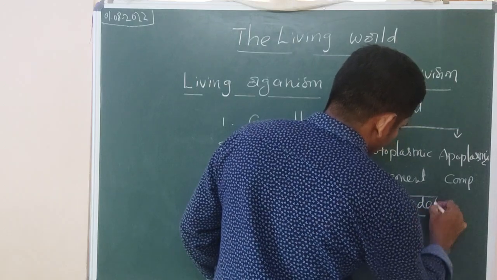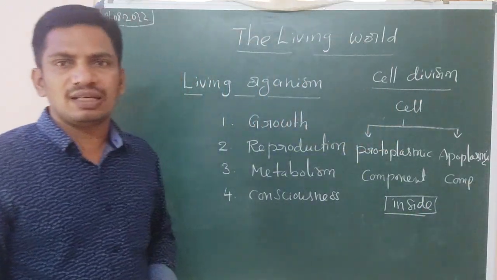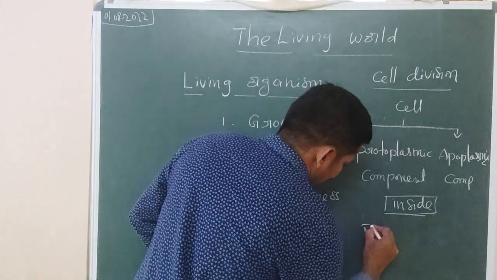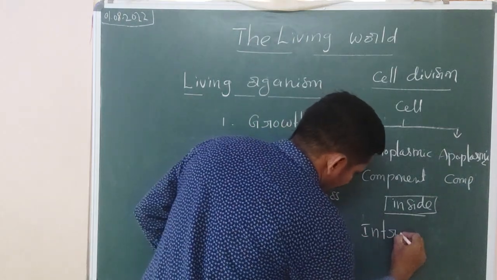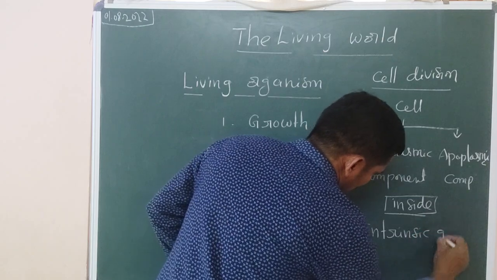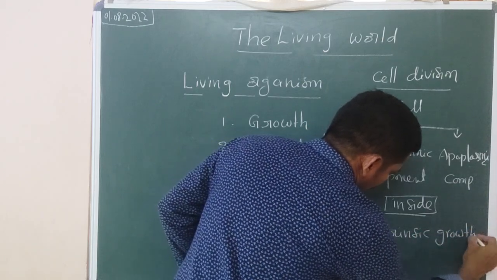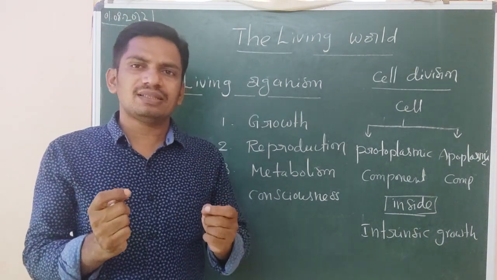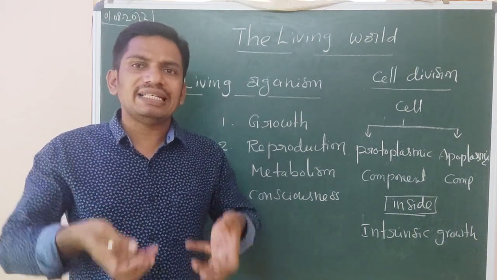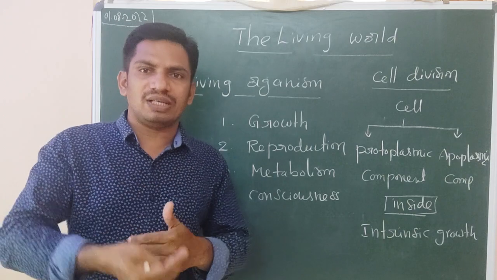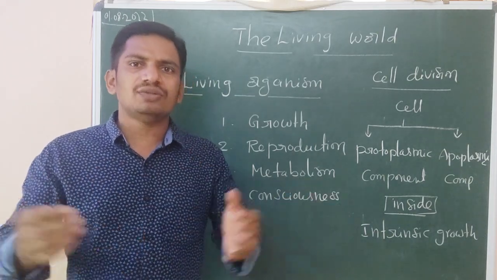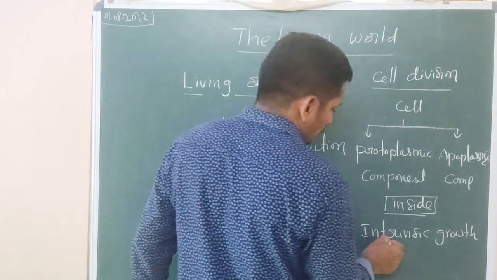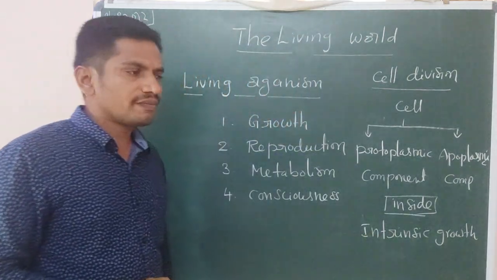That should happen in the living cells. That growth is known as intrinsic growth. The growth happens from inside the cell to increase the cytoplasm. Then it is divided into two cells, right? That growth is known as intrinsic growth.